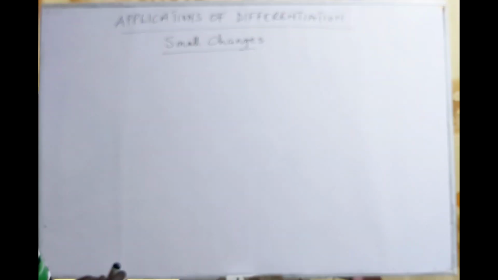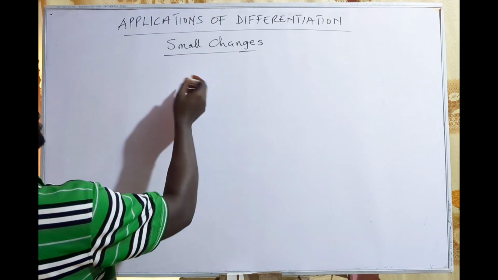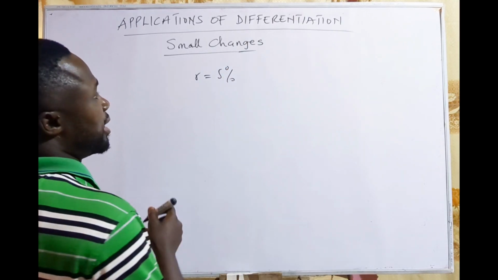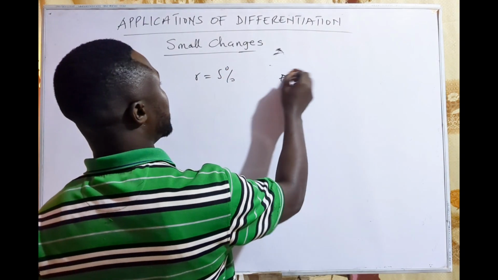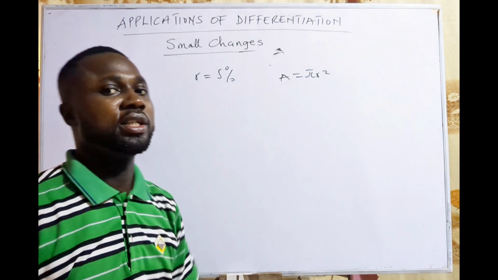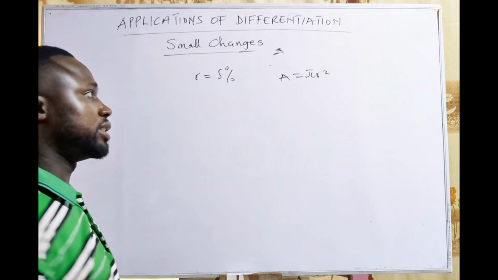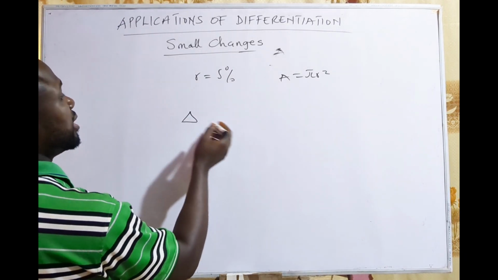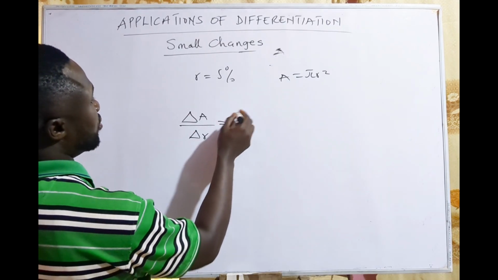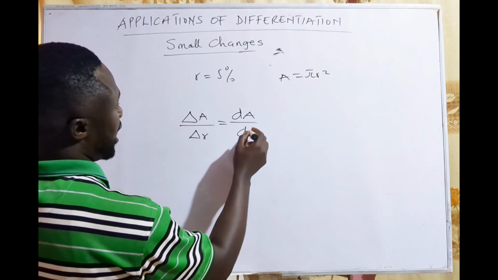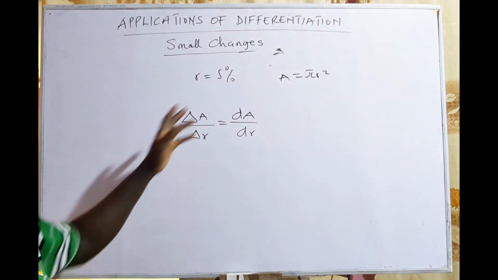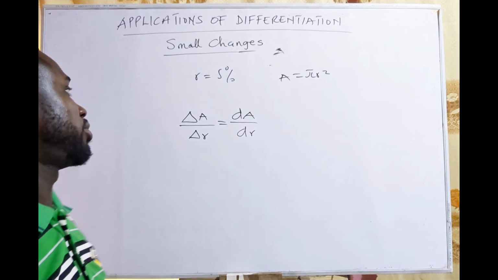Okay, so as I was saying, let's say I'm given that the radius of a circle changes by 5%, and I'm asked to find the change in the area, which is pi r squared. So the radius changes by 5%, and I'm asked to find the change in the area. If I want to calculate the change in the area, that will be the change in the area over the change in the radius, equal to dA on dr. That is the change in the area with respect to the radius.